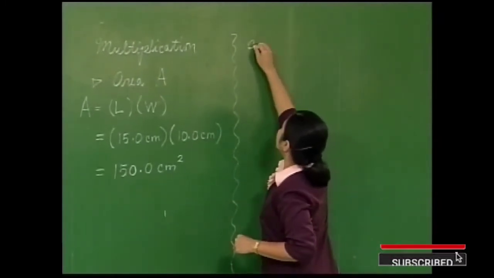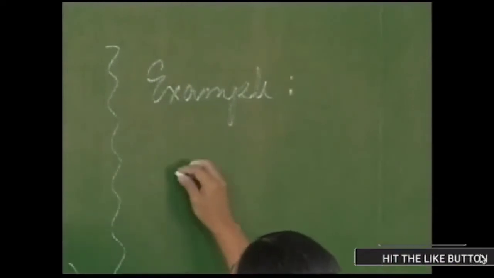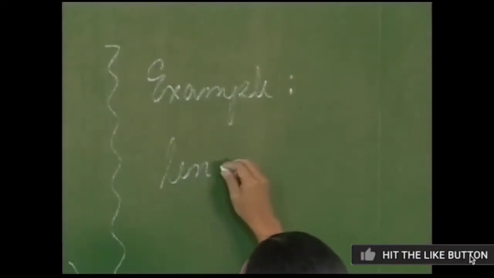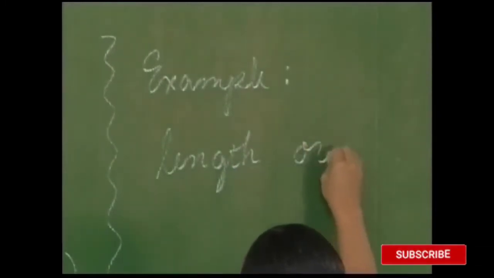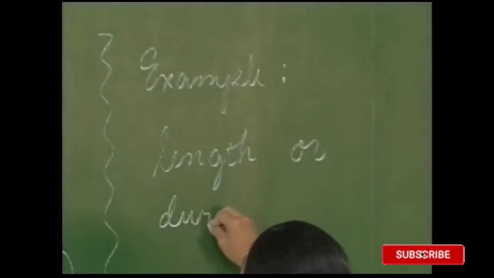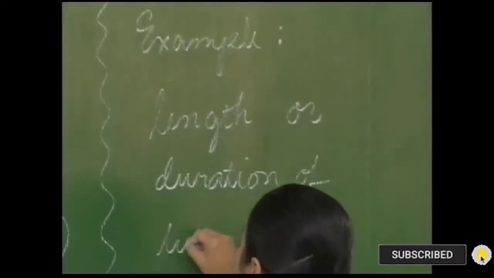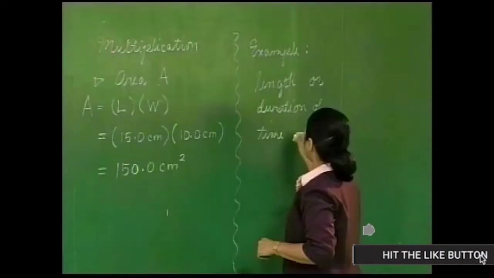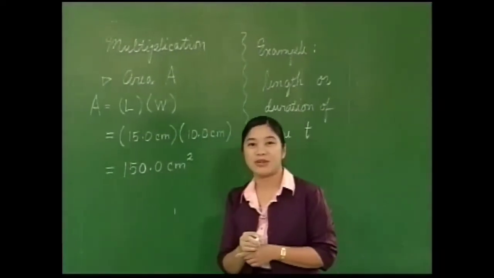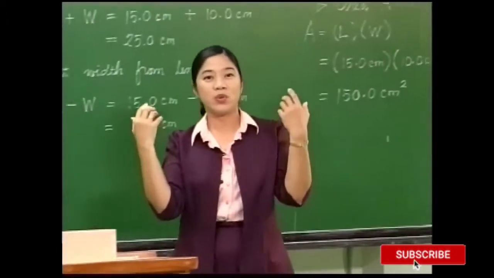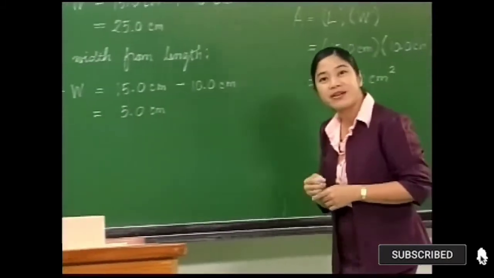Another example for a scalar would be length of time or duration of time. And we normally use the symbol T for time. So you can say that you walk for 10 minutes, you run for 1 hour, and so on.